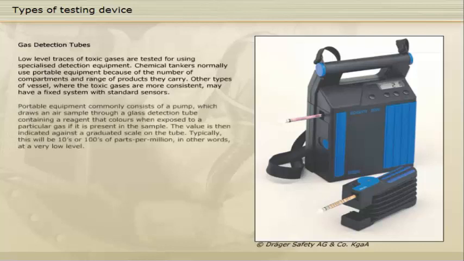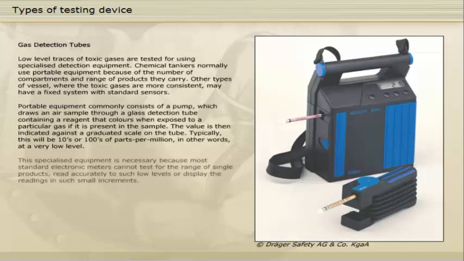Portable equipment commonly consists of a pump, which draws an air sample through a glass detection tube containing a reagent that colors when exposed to a particular gas, if it is present in the sample. The value is then indicated against a graduated scale on the tube. Typically, this will be tens or hundreds of parts per million, in other words, at a very low level.